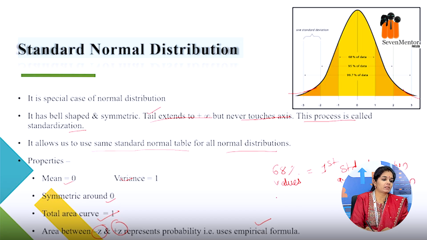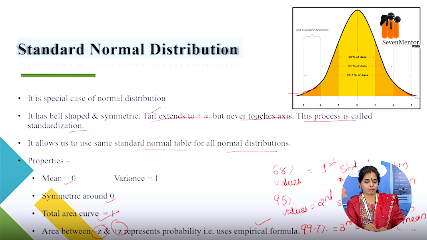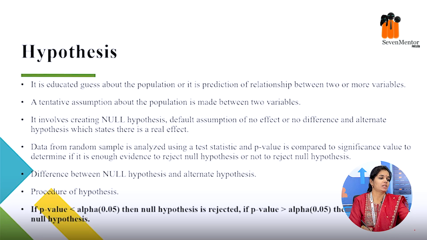Okay, then 95% of values are within the second standard deviation away from the mean. And lastly, 99.7% is within the third standard deviation from the mean. Okay?